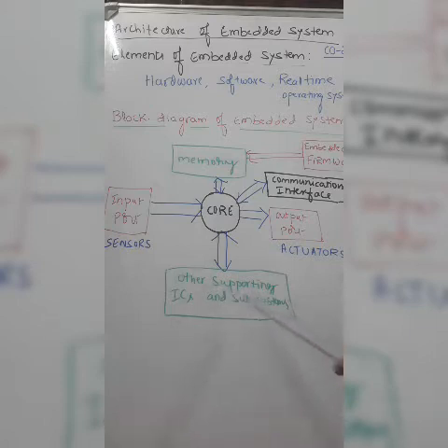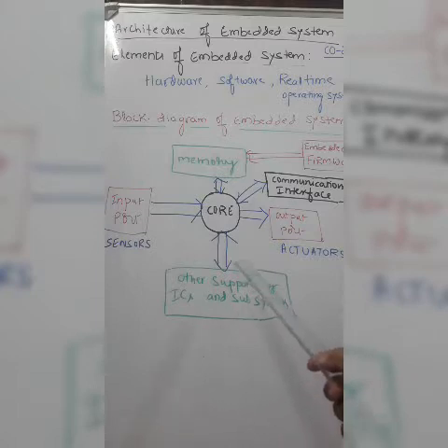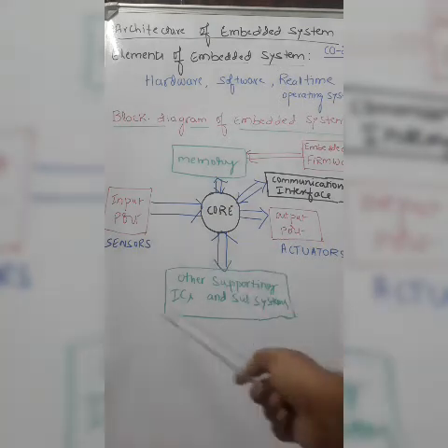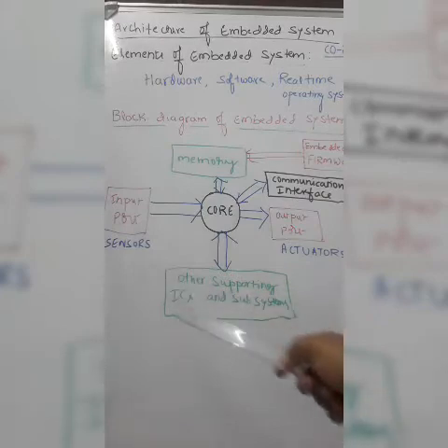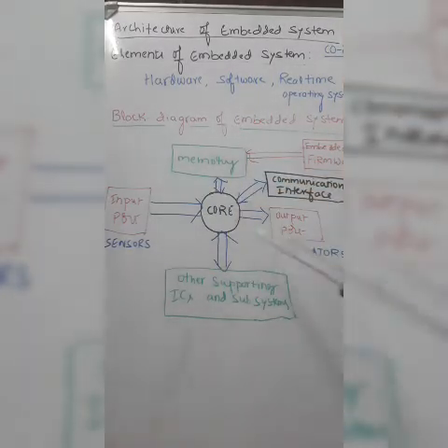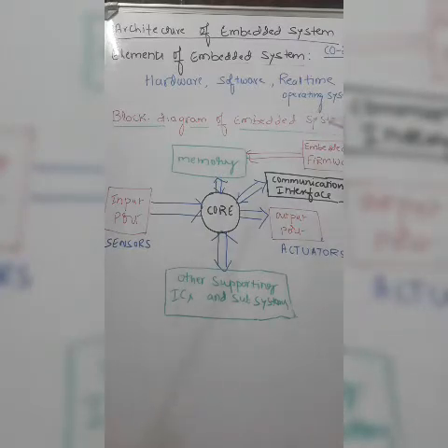Then coming to the other supporting ICs, can be A to D converter, D to A converter, watchdog timer, brownout reset circuit, real-time clock. Like that, there can be different supporting circuits and the subsystems. So these are all the elements of an embedded system to constitute complete functional unit of an embedded system.